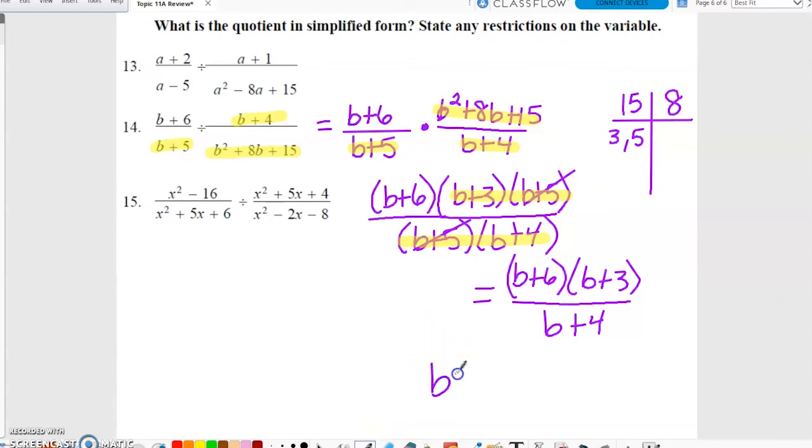So that means my restrictions, b cannot equal, starting with b plus 5, it cannot equal negative 5. B plus 4, that is going to be negative 4. B plus 5 is repeated, don't need to write it twice. B plus 3, that is going to be negative 3. So these are my restrictions for this quotient. And again, pause the video if you need to write this down, because I'm going to erase to leave room for 15.